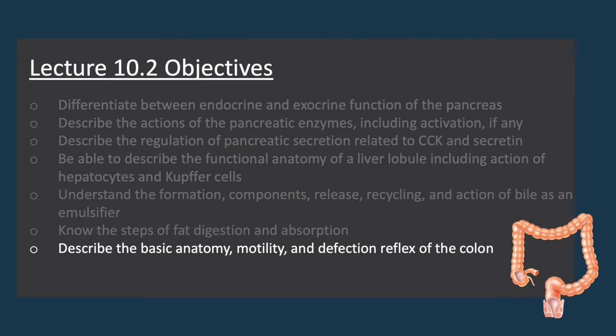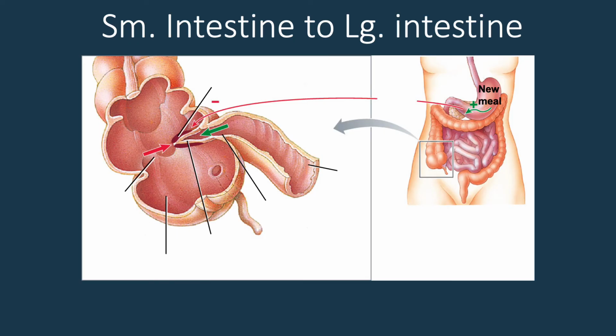And the last thing we'll do with lower GI is look at the basic anatomy, motility, and defecation reflex of the colon. Seems like a good place to stop. We entered through the mouth, and now we're exiting the anus, and that's the end of it all. The last section of the small intestine, the ileum, joins the large intestine at the cecum. That's the first part of the large intestine. They're joined at the ileocecal valve.